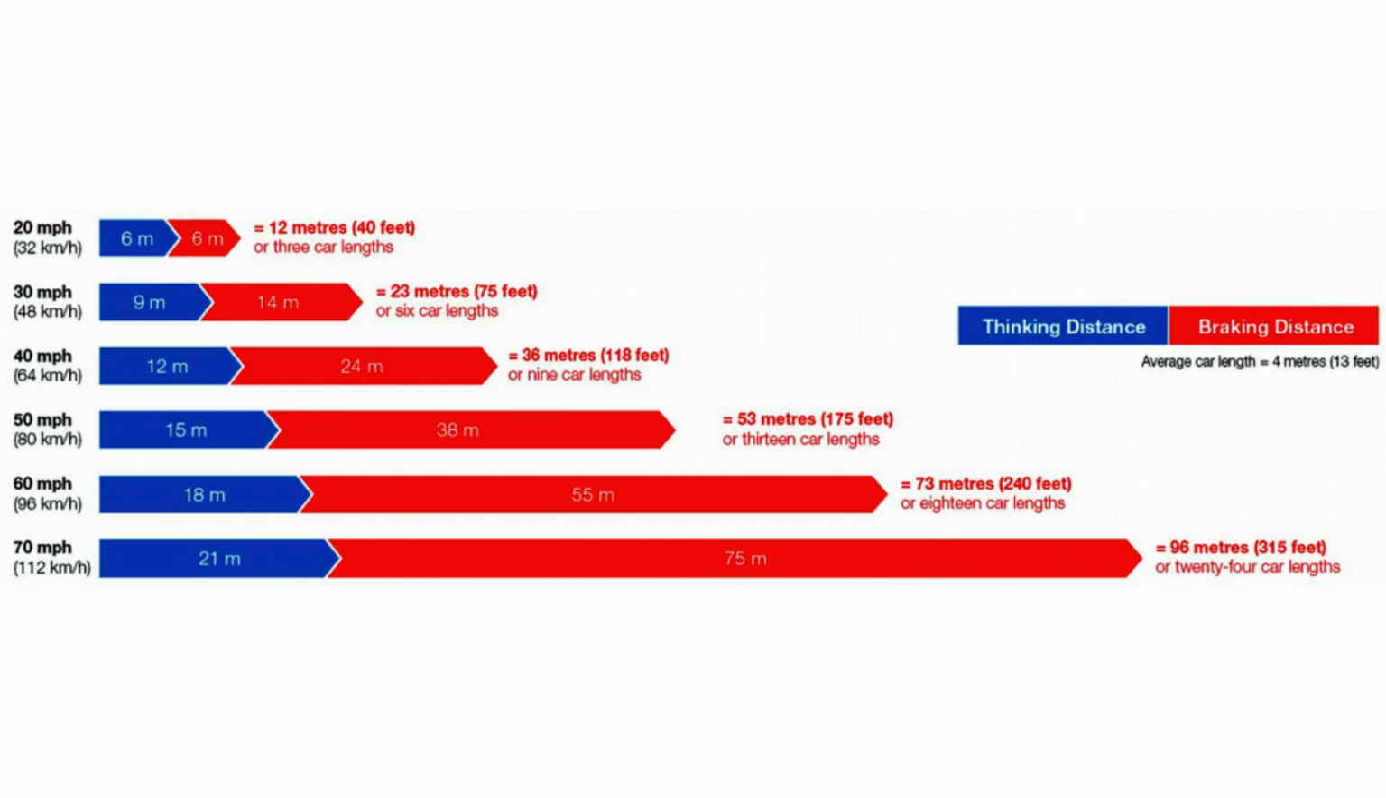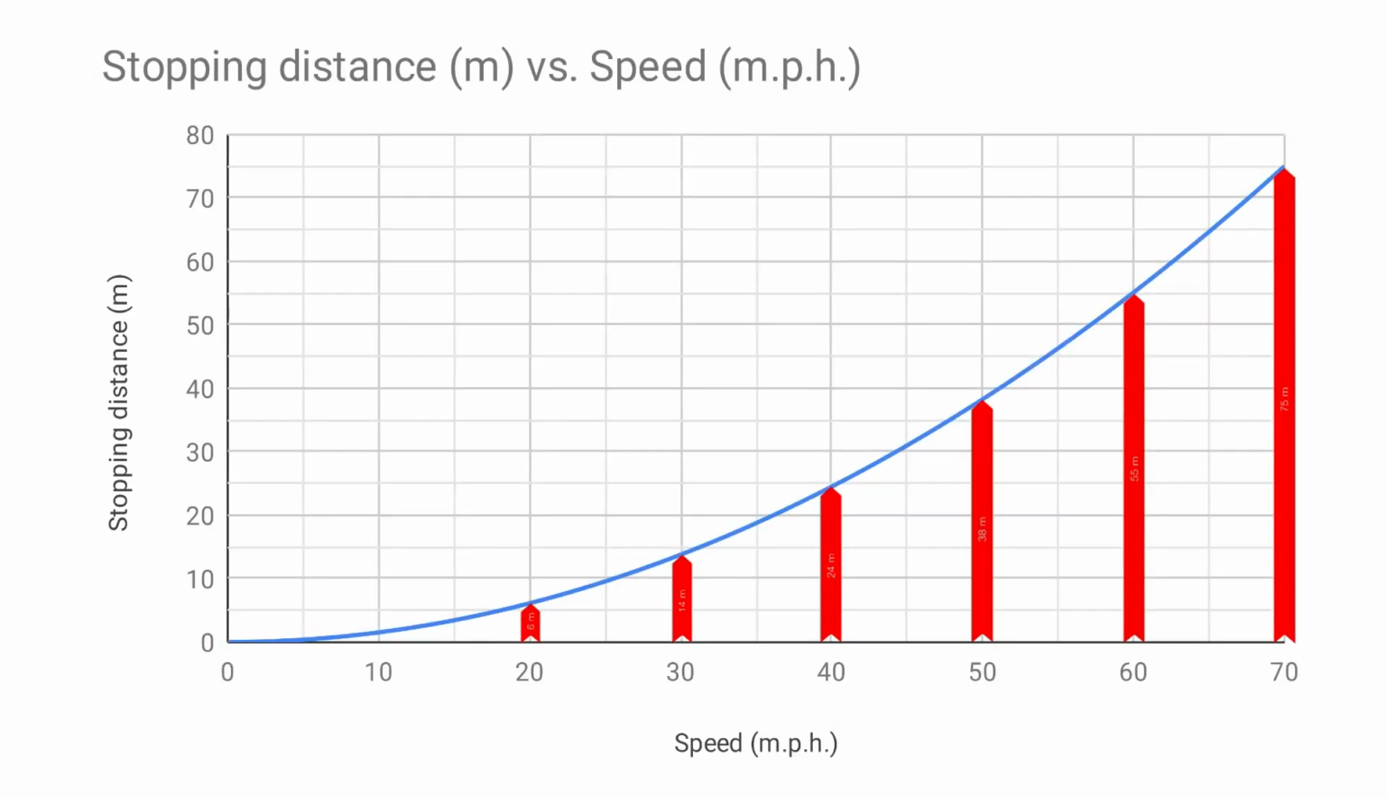If we look at the highway code here in the UK, it specifies typical stopping distances at different velocities. Let's just focus upon the braking distance and rearrange these bars into a graph. You can see that this is actually just a y equals x squared graph. Doubling the velocity from 30 miles per hour to 60 miles per hour increases the braking distance by 4 times. This is all because kinetic energy is proportional to v squared.